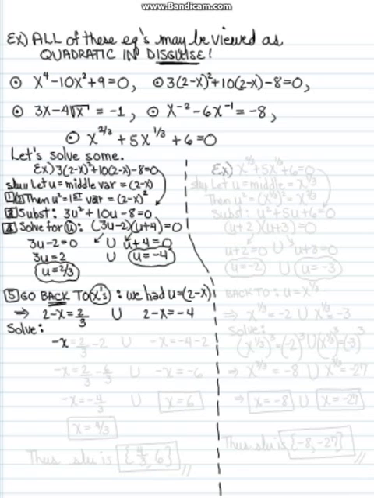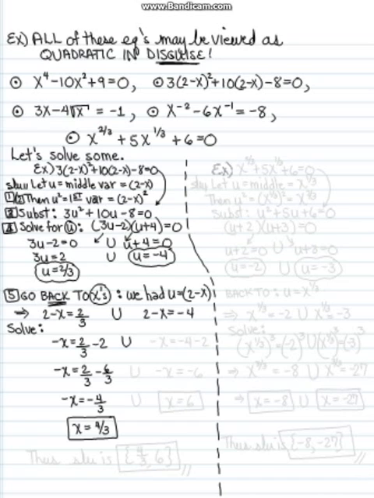Move the 2 over. Okay. We need a common denominator so we can add these two fractions together to get negative 4/3. And then get rid of the minus sign by multiplying both sides by a negative. We get x equals 4/3. Now work on the other one.